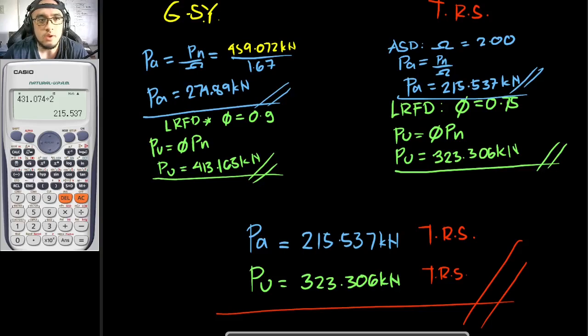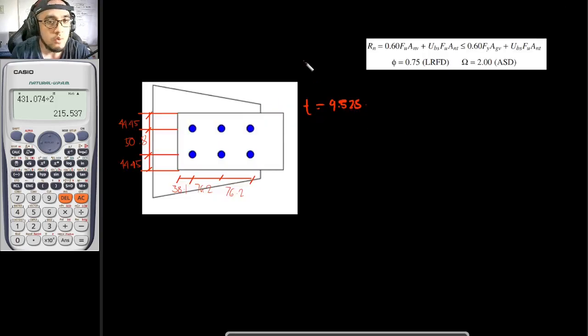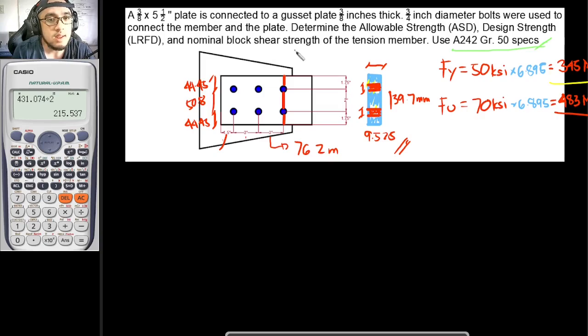Okay, so continuation video. From the previous video, we have already solved for the allowable stress and the design stress of the cross-sectional yield limit state and the tensile rupture stress limit state. So the next thing that we should solve for is the block shear. It is also said here that we must solve for the nominal block shear strength of this tension member right here.